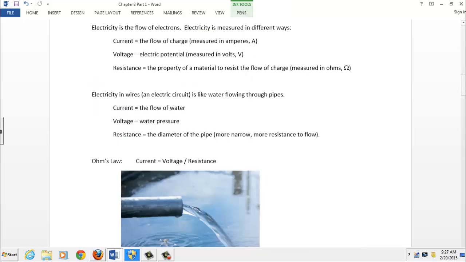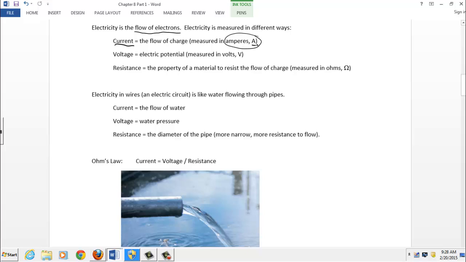Let's now talk about electricity. Electricity is the flow of electrons. When we think about electrons flowing, perhaps in an electrical wire, there are three ways you can talk about how these electrons are moving. You can talk about the sheer volume of all these electrons flowing, and that's called current. The unit for measuring current is called amperes, abbreviated with an A.